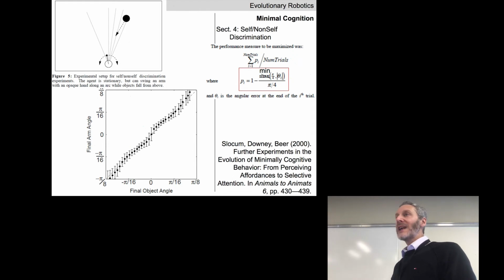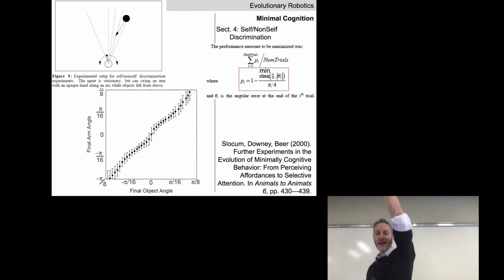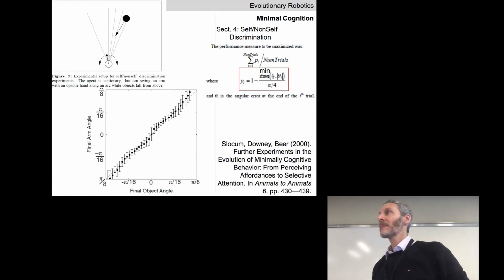The horizontal axis here is we're going to drop a whole bunch of objects, and they're going to hit that dashed semicircle at minus pi over 8 radians or plus pi over 8 radians, right? They're either going to hit near the robot to its front left or its front right. The vertical axis represents the angle of the arm when that happens. How well does this evolved CTRN do?